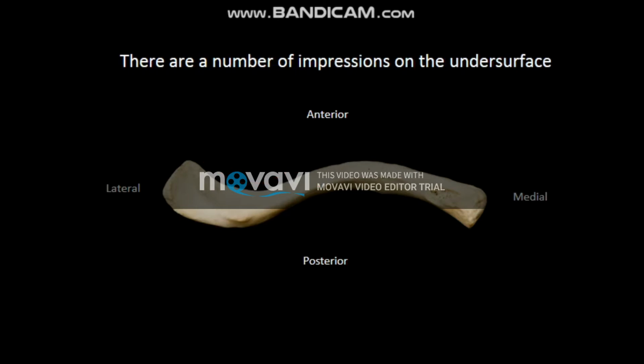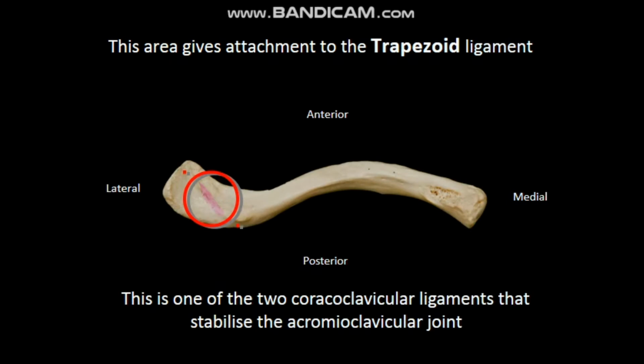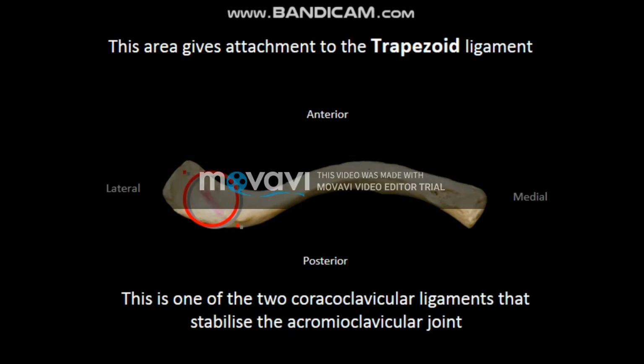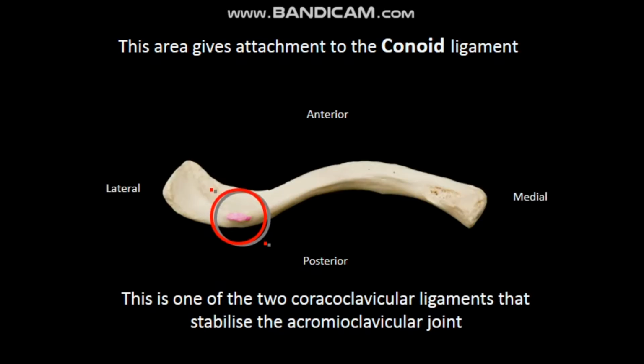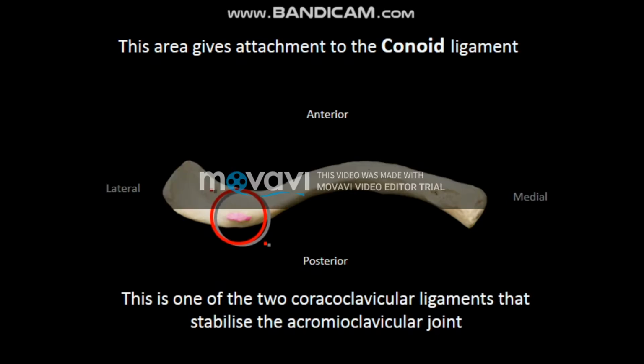The clavicle has a number of impressions on the undersurface. This area, shown in pink, gives attachment to the trapezoid ligament, and this is known as the conoid tubercle, which gives attachment to the conoid ligament. This is one of the coracoclavicular ligaments that stabilizes the acromioclavicular joint, which is formed by the acromion process of the scapula and the lateral end of the clavicle.